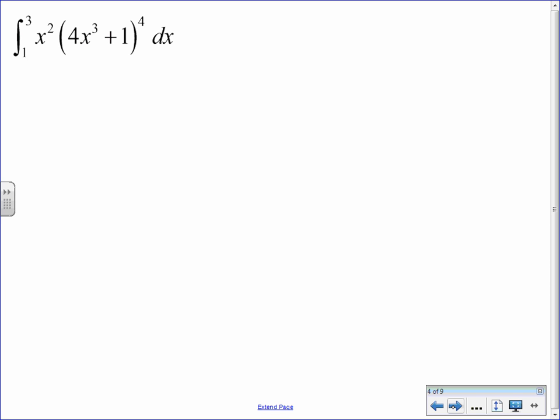All right. So we have a function inside of a function, correct? We have to use u-du substitution. What would you like u to be?